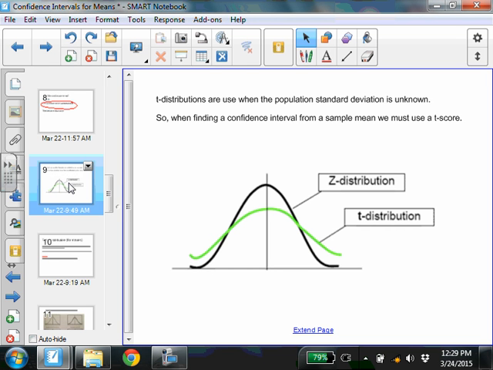And then for the t-distribution, it's a lot flatter, okay? You want it to be symmetrical, even though it's a t. The t-distribution does kind of start off lopsided, but as you get more and more degrees of freedom, which is another idea we'll talk about in just a second, it does get more and more symmetrical as you go along.